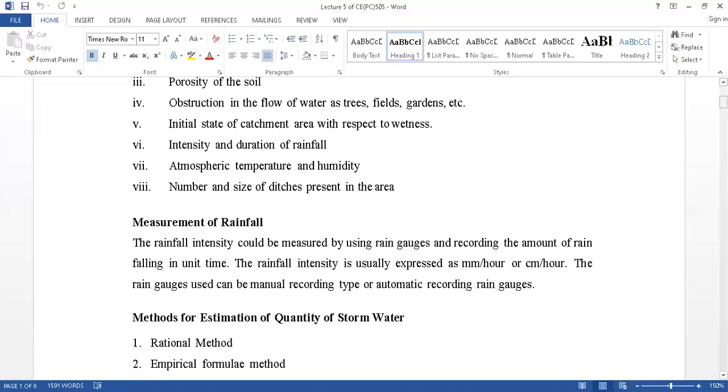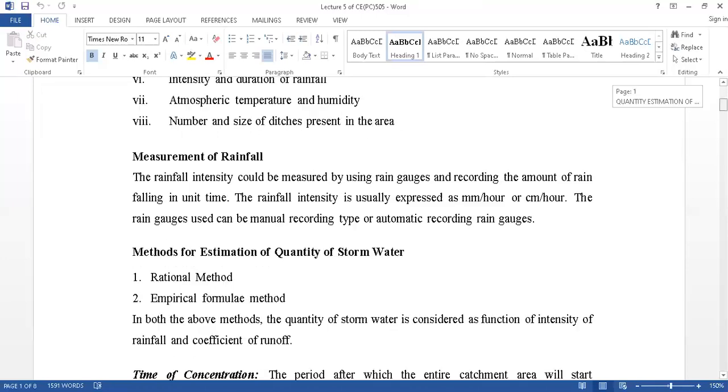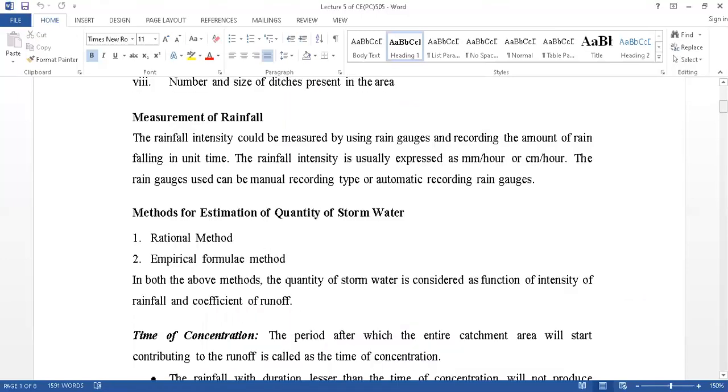Rain gauges give us the rain intensity in terms of millimeter per hour or centimeter per hour, practically done at site at the rain gauge station. Now, slowly I am entering into the mathematical computation part, how to estimate the storm water. There are two methods we generally follow: one is the rational method and the second is the empirical formula method. In both methods, quantity of storm water is considered as a function of intensity of rainfall and the coefficient of runoff.